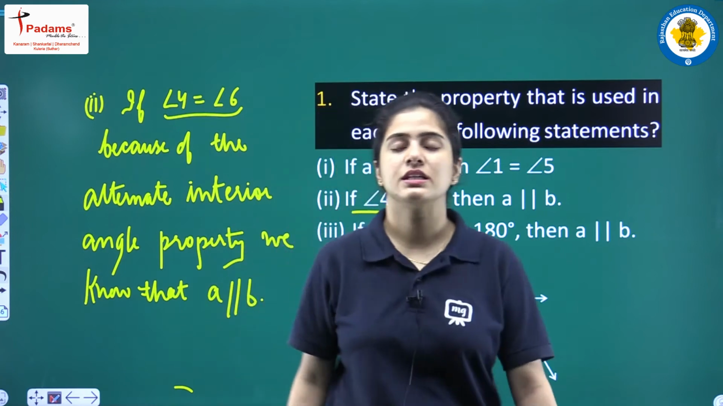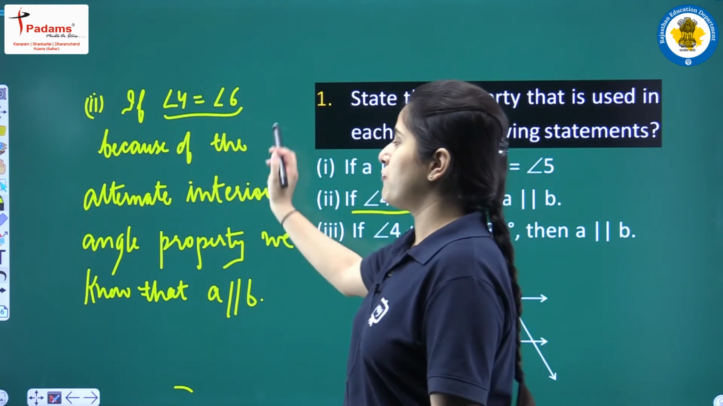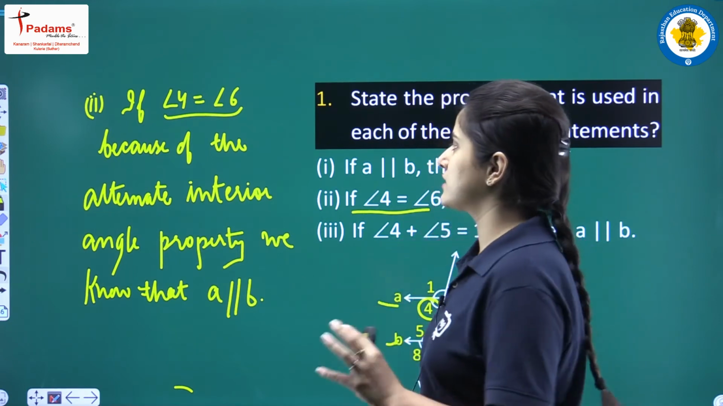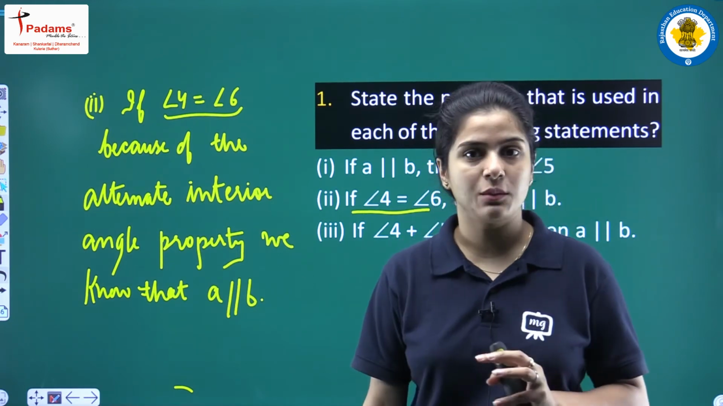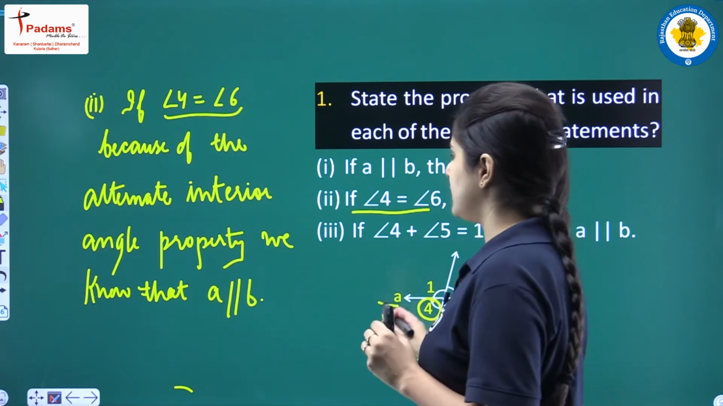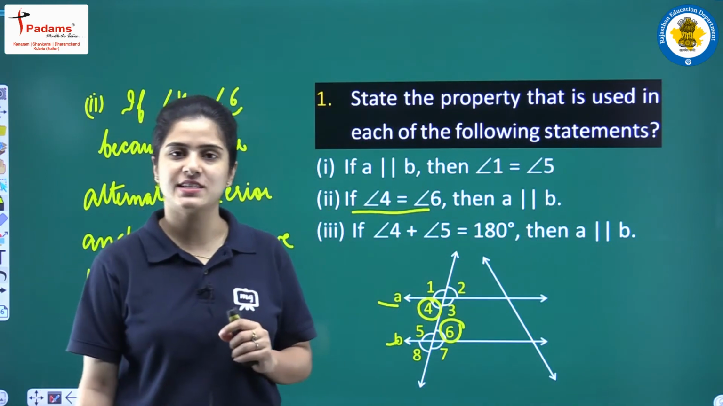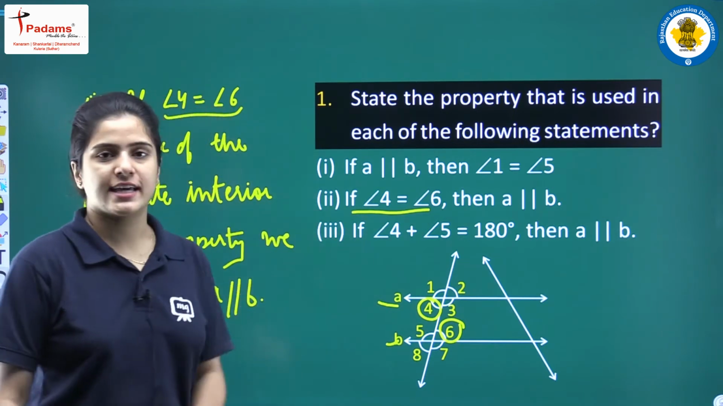Okay, have a look students, if angle 4 and angle 6 are equal to each other because of the alternate interior angle property, then it means that these two lines, that is line A and B, must be parallel to each other. Okay students, this is your second statement.